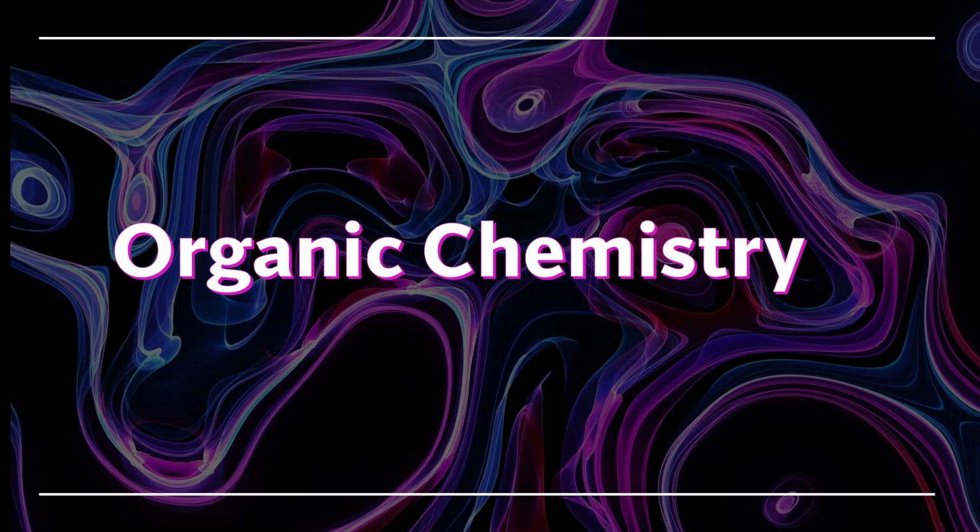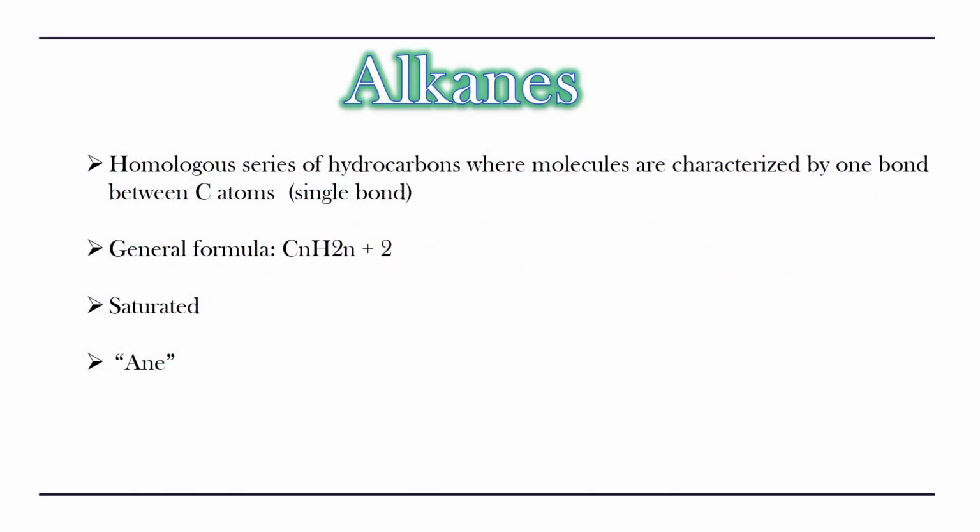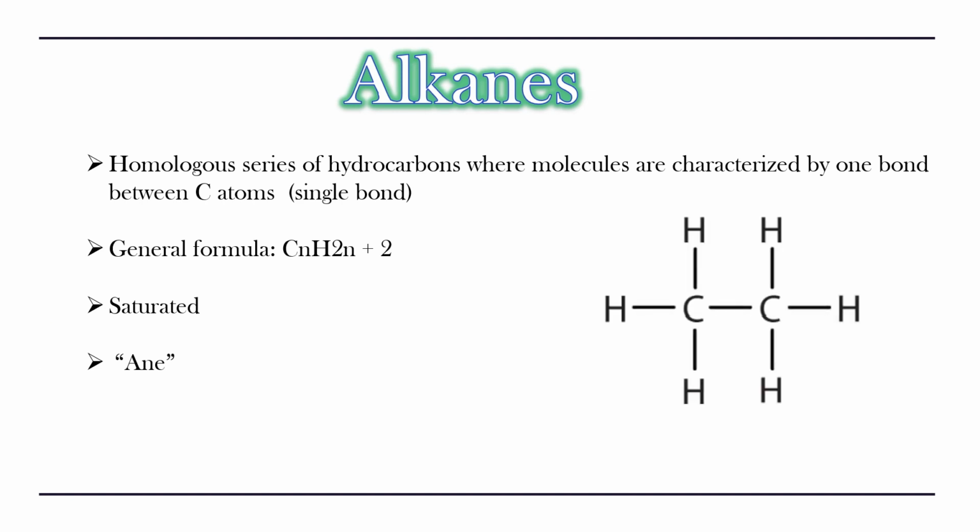The first topic we'll be having a look at today is organic chemistry. We'll start off with an alkane. An alkane is a single bond. The general formula is here. An alkane is a saturated compound, and this comes in handy when naming the compound. Here is a structural formula of an alkane.